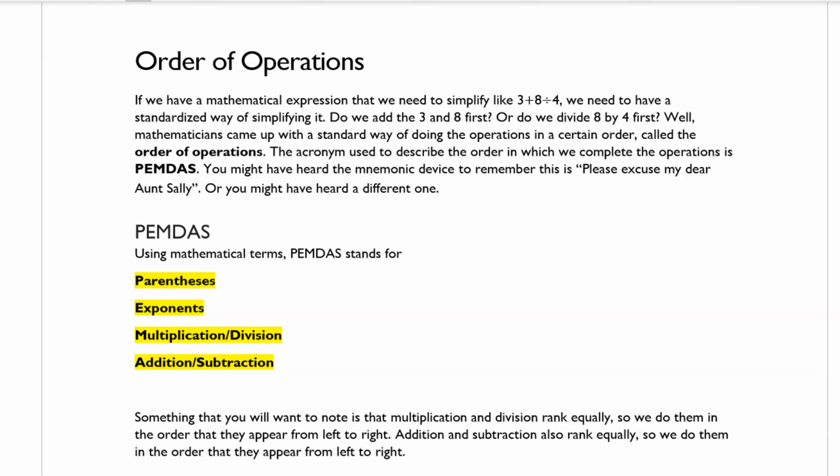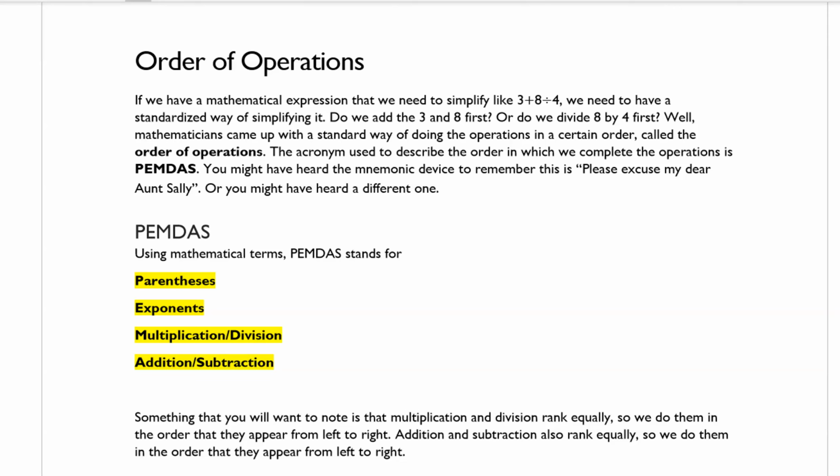In this unit, we will be talking about order of operations. If we have a mathematical expression that we need to simplify, like 3 plus 8 divided by 4, we need to have a standardized way of simplifying it. Do we add the 3 and 8 first, or do we divide 8 by 4 first?